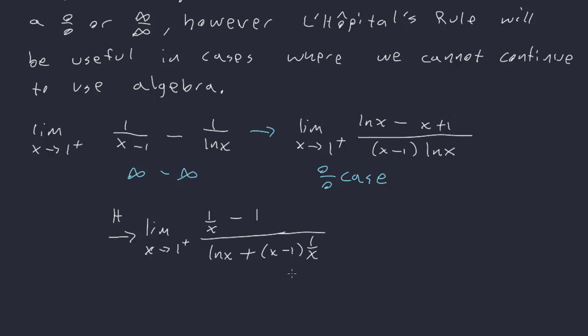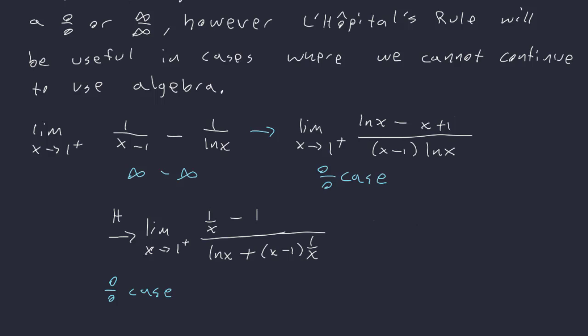Now, this is still going to be a 0 over 0 case, because if we plug in the 1, we're going to get a 1 minus 1 up top, and then a 0 plus, and this x minus 1 will become a 0 again. All right, the 1 over x will become a 1. So we still have a 0 over 0 case. So we can just apply L'Hopital's Rule again.